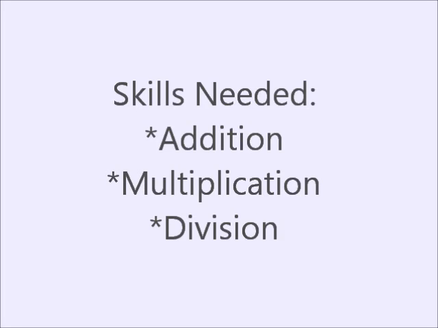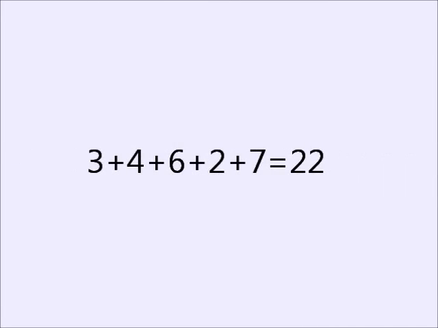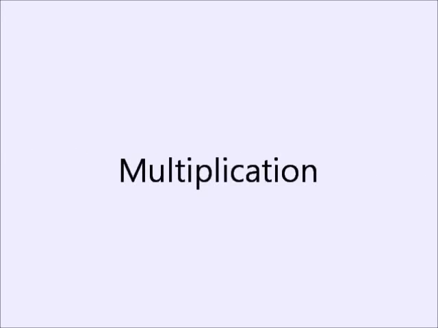Even then, here's a quick explanation of how you're going to be using those skills before we actually show you how to do it. Addition. You're going to need to be able to sum up the numbers in a column and find a total, like 3 plus 4 plus 6 plus 2 plus 7 equals 22.